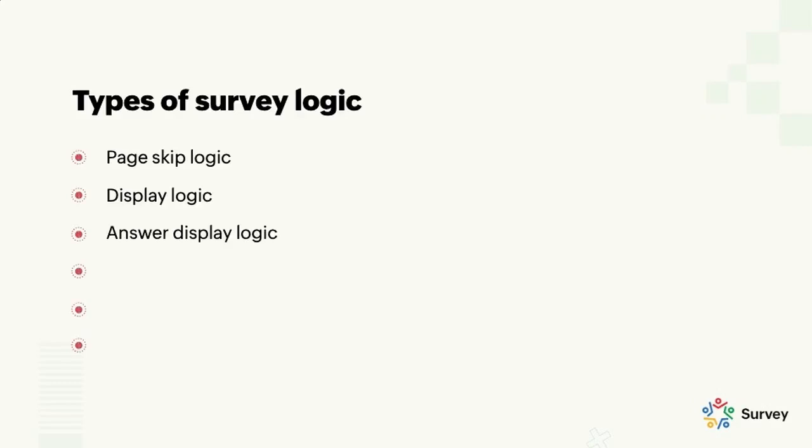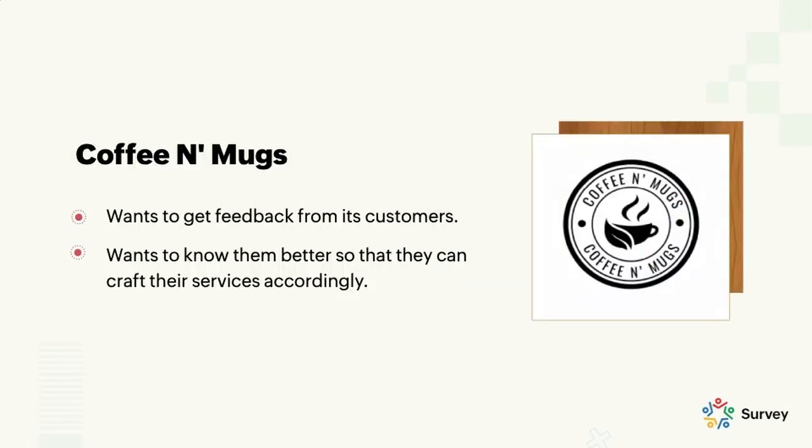So these are the different types of survey logics that we are going to discuss today. Page skip logic, display logic, answer display logic, carry forward, end page logic, and piping. And to better explain these logics, I'm going to be using the example of a fictional cafe, Coffee and Mugs. Now, Coffee and Mugs wants to get feedback from its customers, and also they want to know them better. They want to know their preferences, their likes, dislikes, so that they know what to continue and what to stop, just to alter their services accordingly.